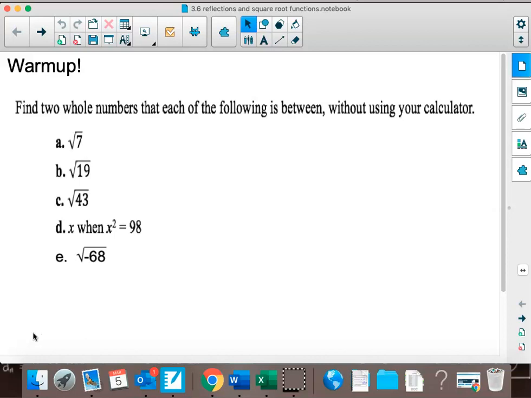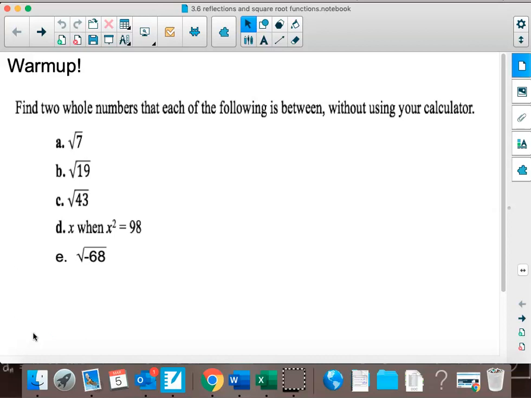All right. The square root of 43, you've got to think of perfect squares, right? So it would be somewhere between 36 and 49. So the square root of 43 is between 6 and 7. All right. When x squared is 98, well, 98 is between 81 and 100. So the square root of 98 would be between 9 and 10.